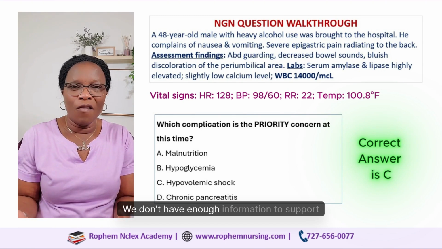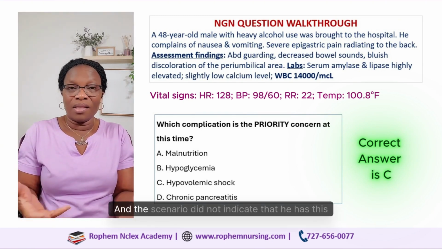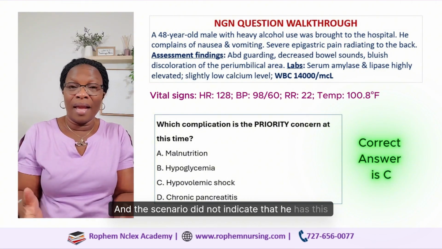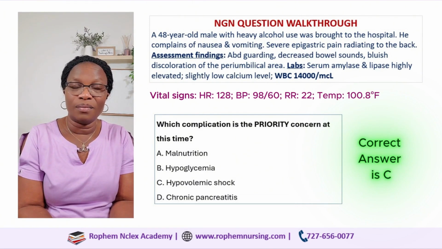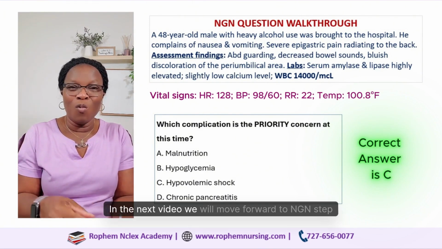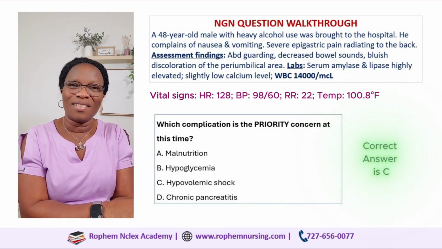We don't have enough information to support malnutrition and hypoglycemia. And the scenario did not indicate that he has this problem before, so it is not chronic pancreatitis. In the next video, we will move forward to NGN Step 4, Generate Solutions.